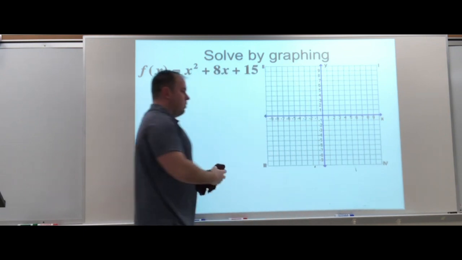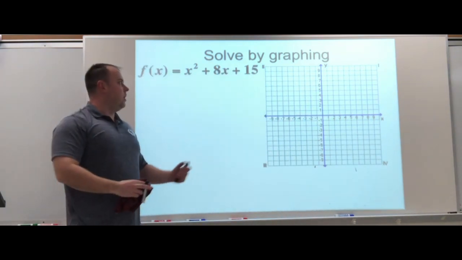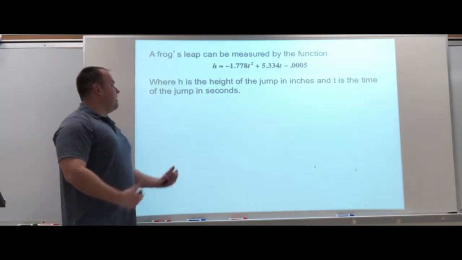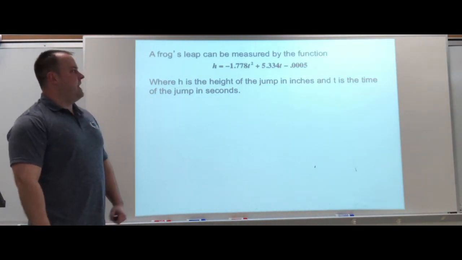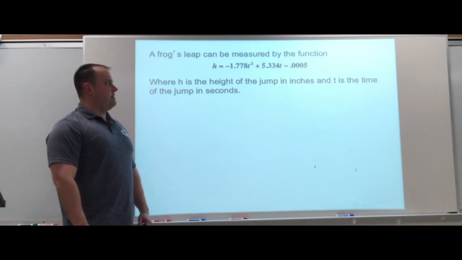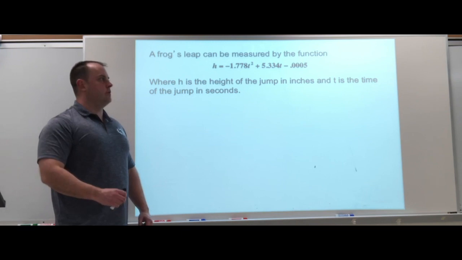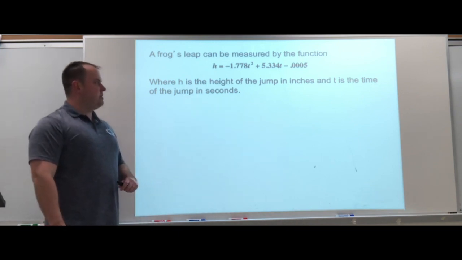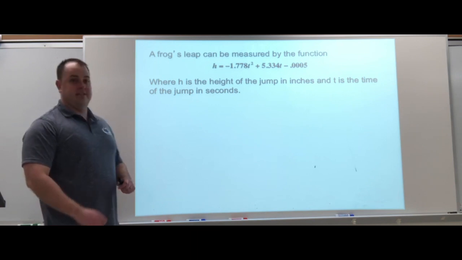Now, we're going to do some application problems. So, word problems are application problems. A frog's leap can be measured by the function h equals negative 1.778t squared plus 5.334t minus 0.0005, where h is the height of the jump in inches and t is the time of the jump in seconds.